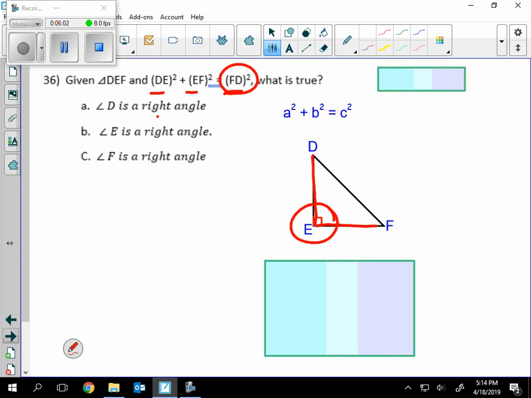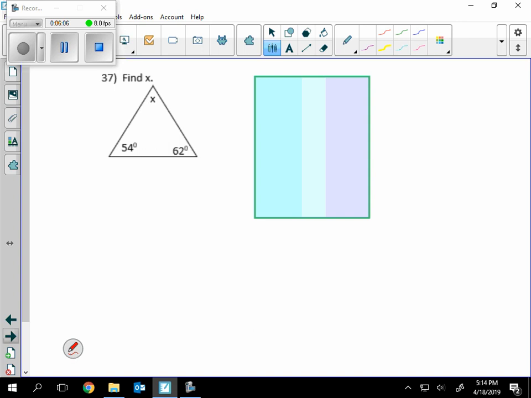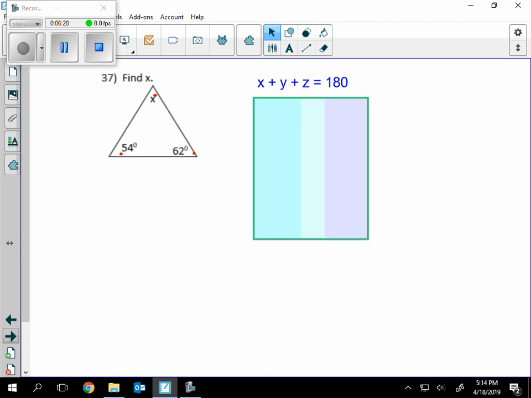E is my right angle. It took a picture. Number 37, find X. I hope you remember to find the angles inside of a triangle. We need to remember the triangle sum theorem, which states that all three angles add up to 180 degrees.